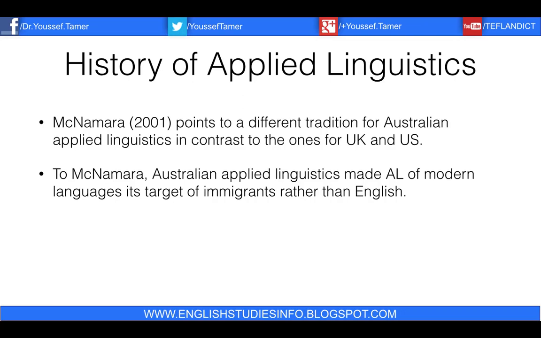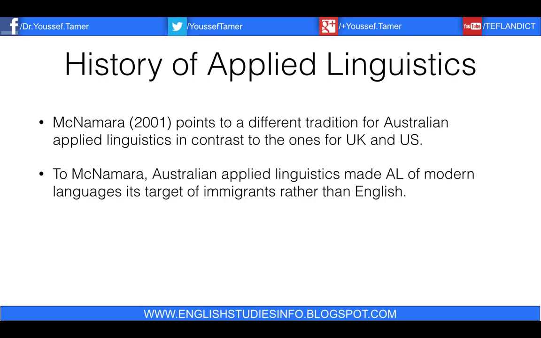Now the point in this is that in the UK and North America, when they started discussing the issues or the problems related to language learning and immigrants, they focused on English. How are we going to teach them English? That was the central issue, and then talking about language teaching, learning English, etc. What the Australians did is that they tried to focus on the language of the immigrants themselves.